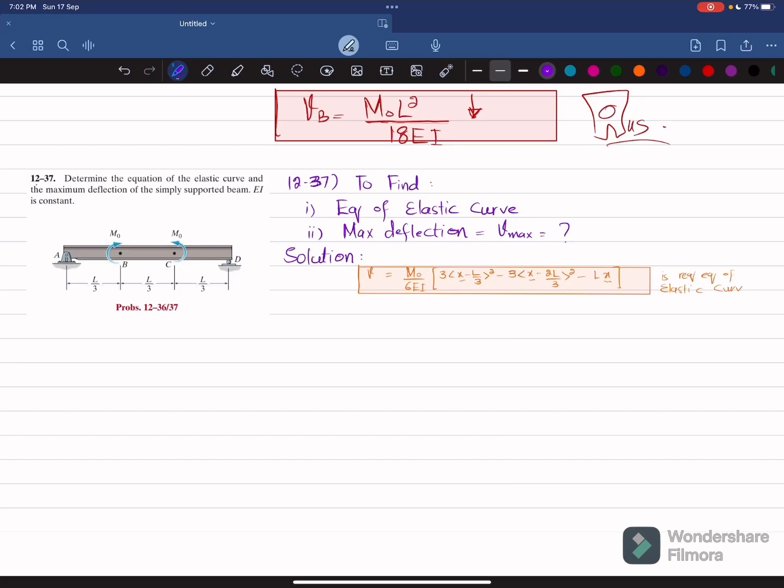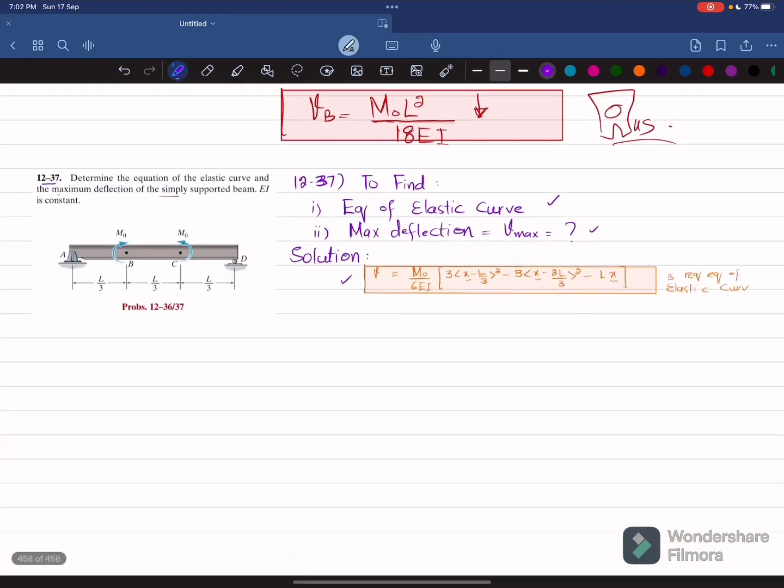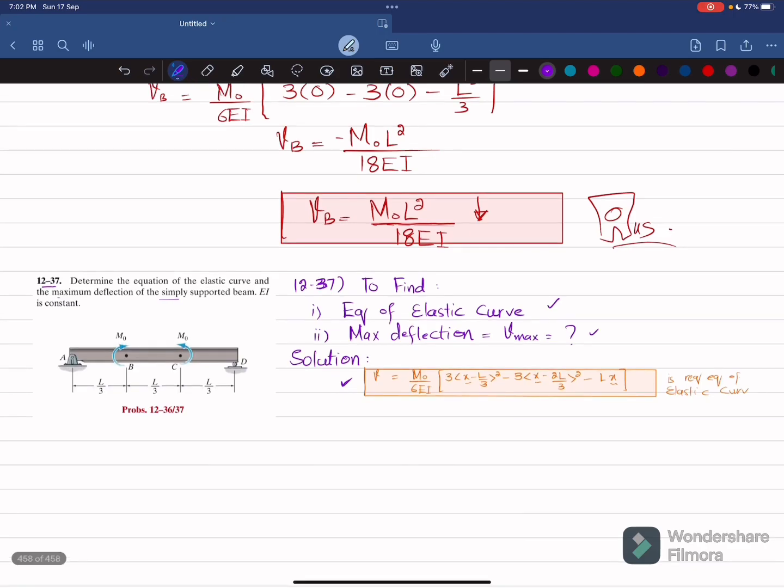Now we'll move toward problem 12-37, and that is the same question as 12-36, only the maximum deflection of the simply supported beam is different. EI is constant. So in this question, we have to find the equation of elastic curve and maximum deflection. The equation of elastic curve we have already found in problem 12-36, which we explained earlier. And this was the equation of elastic curve. Now we find the maximum deflection.